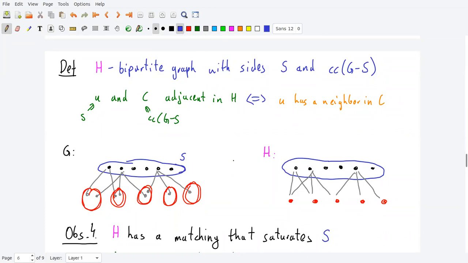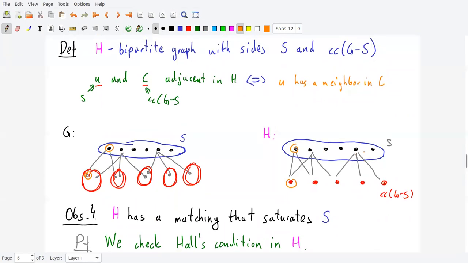You can think about this interaction a bit more abstractly via a bipartite incidence graph. I create a graph which on one side has the set S, and on the other side has the connected components of G minus S. A vertex is adjacent to a component in this bipartite graph if and only if it had a neighbor in this component. In other words, you can think about it as contracting each of those connected components to a single vertex and also clearing out the edges inside S. I do not care about it. So this is now a bipartite graph.